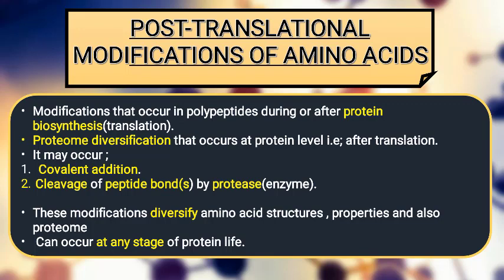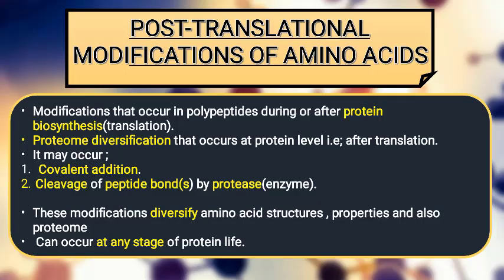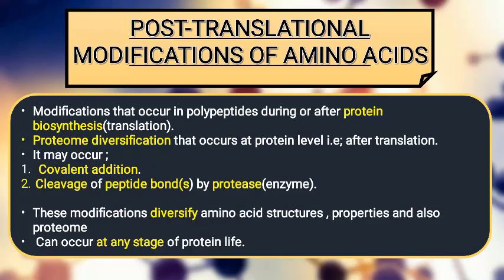Now, post-translation modification can occur in two ways: by covalent addition, that is by addition of new groups, or cleavage of peptide bonds by protease. Protease is an enzyme which is responsible for cutting proteins. Now, what is the advantage of post-translation modifications? These modifications diversify the amino acids, and they can occur at any stage of protein life.